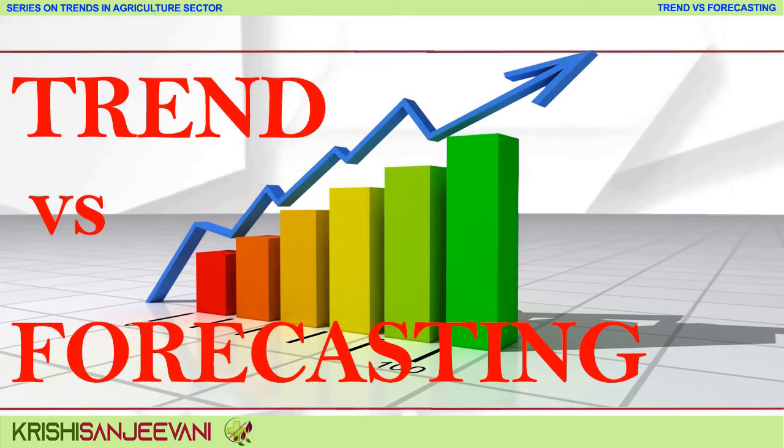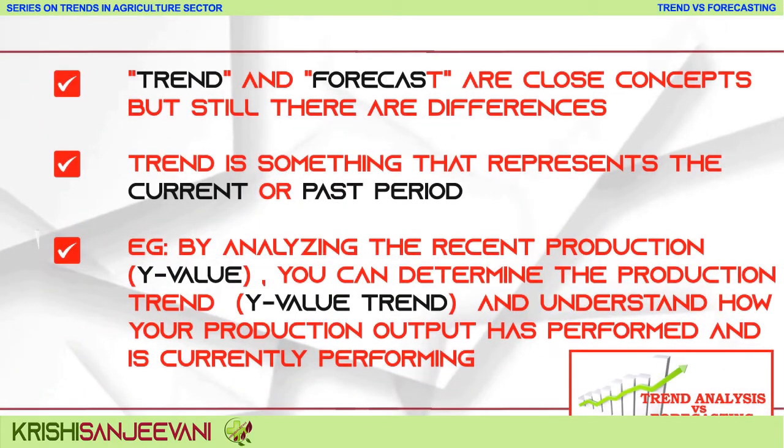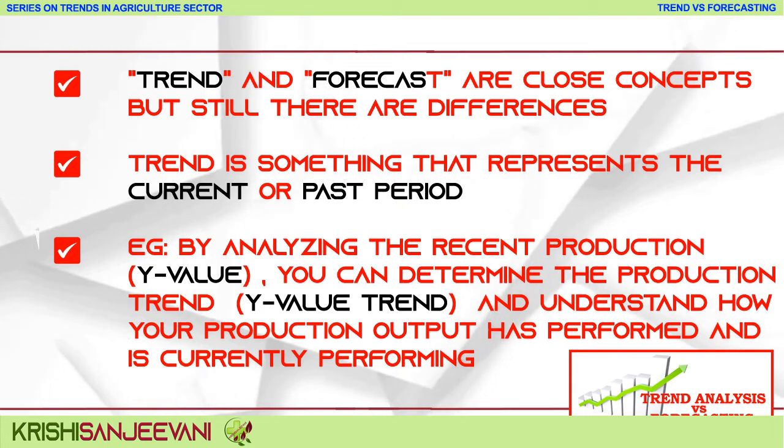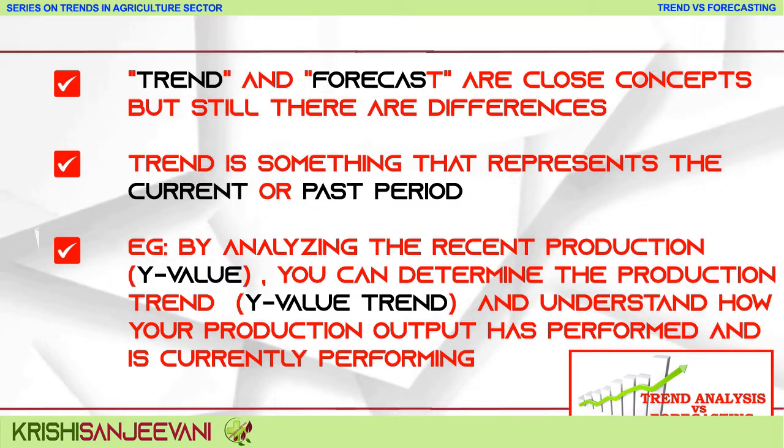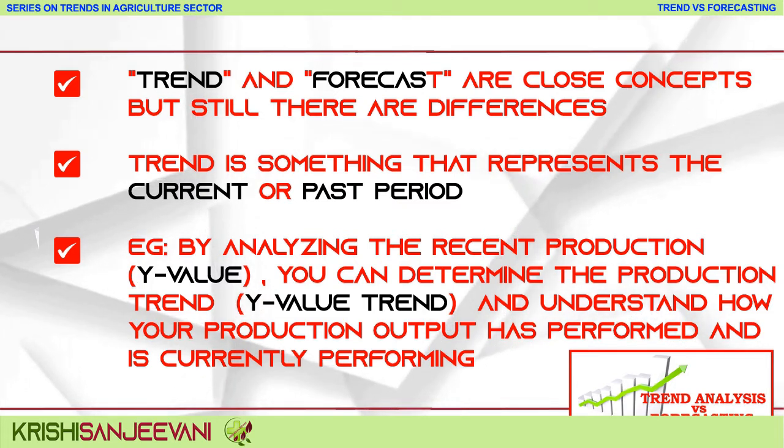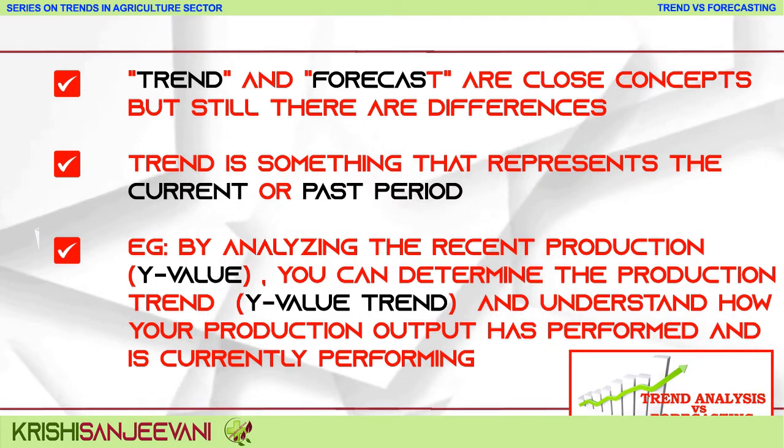Trend versus forecasting. Trend and forecast are close concepts, but still there are a few differences. Trend is something that represents the current or past period. For example, by analyzing the recent production, the Y value, you can determine the production trend, Y value trend, and understand how your production output has performed and is currently performing.